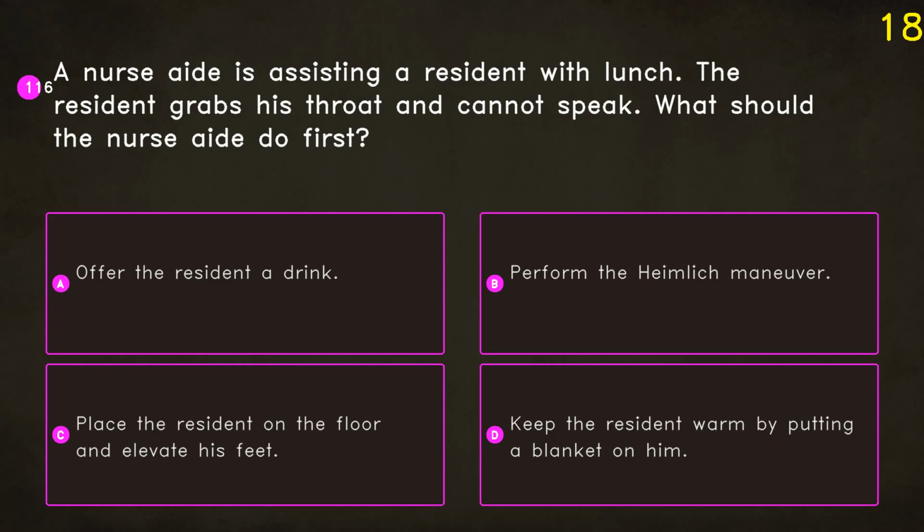Question 116. A nurse aide is assisting a resident with lunch. The resident grabs his throat and cannot speak. What should the nurse aide do first?